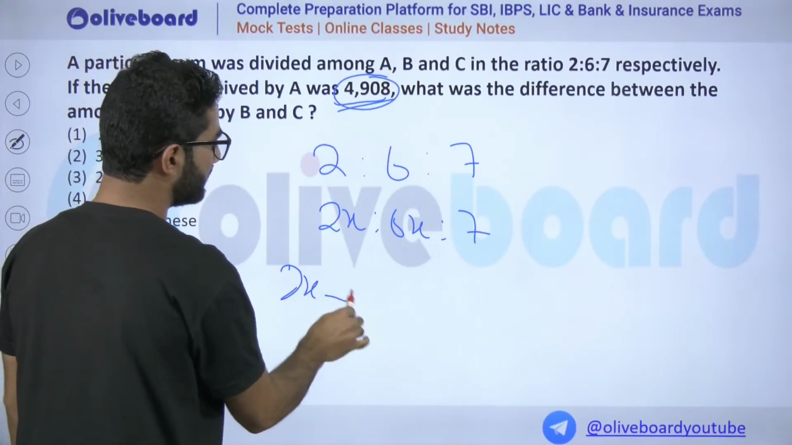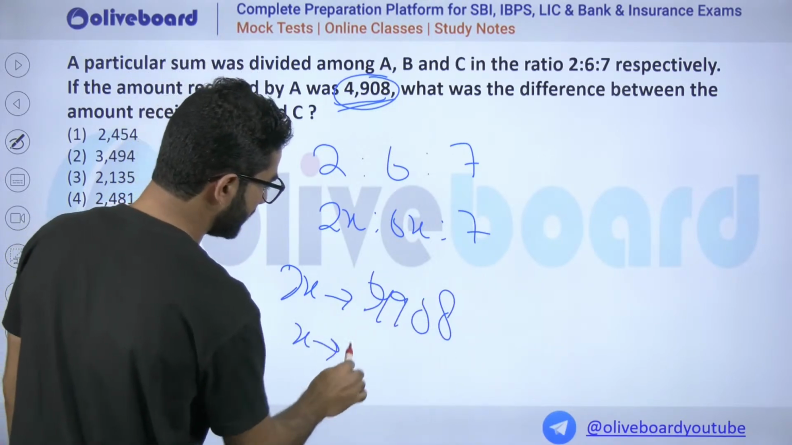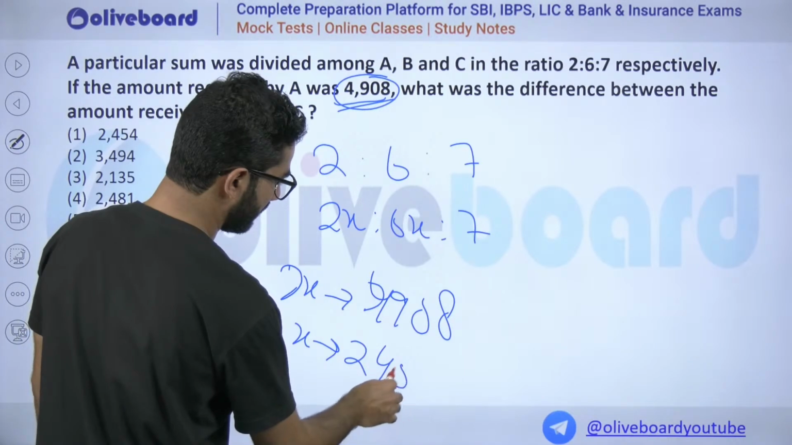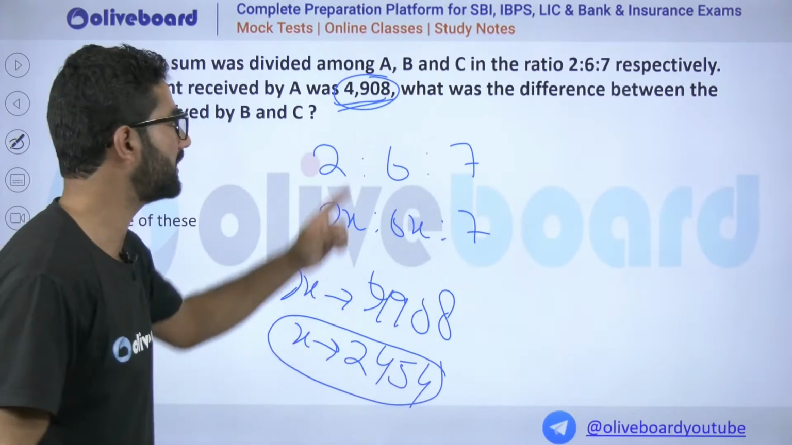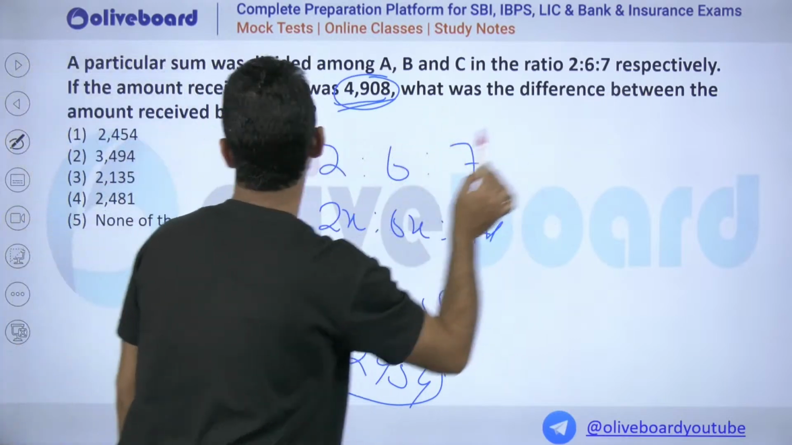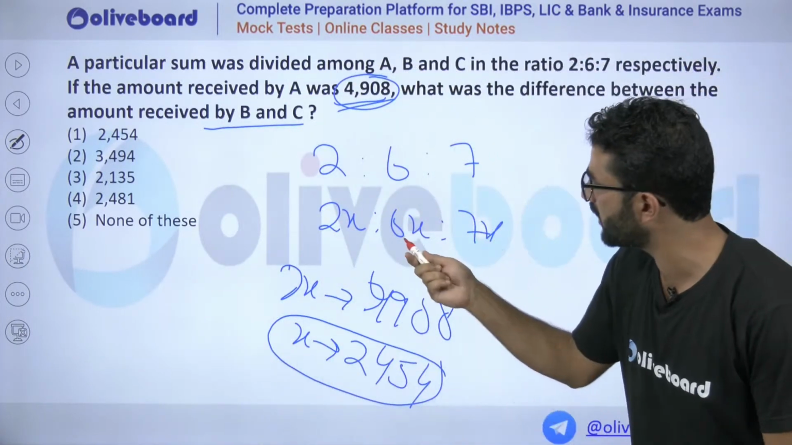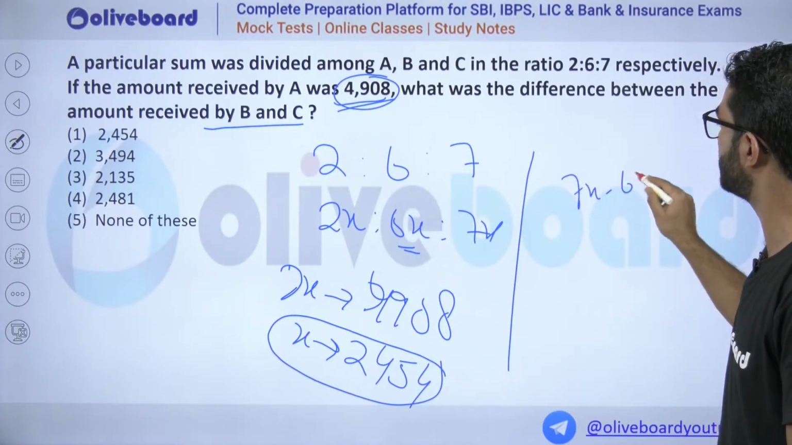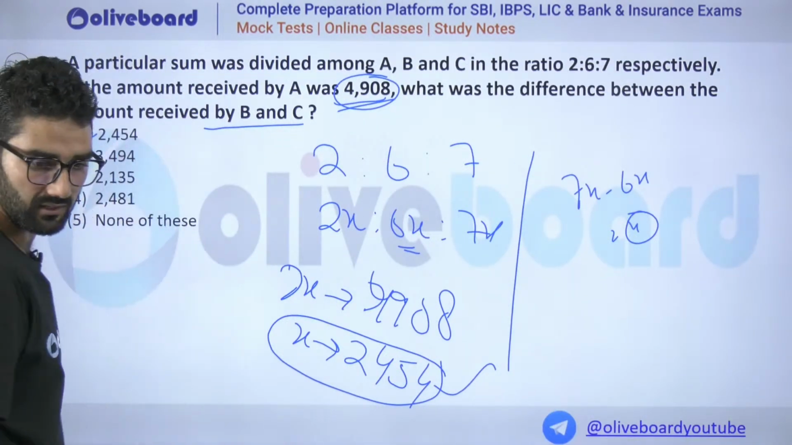Can I write twice x is equal to the amount given? You can get the value of x, which is the value of 1 ratio, the factor we are multiplying. Now you have to calculate the difference between the amount received by B and C. I told you, you don't have to calculate the value of 6x, then 7x, then the difference. This is a property of ratio: 7x minus 6x is nothing but x. We have already calculated the value of x. That will be option number A.